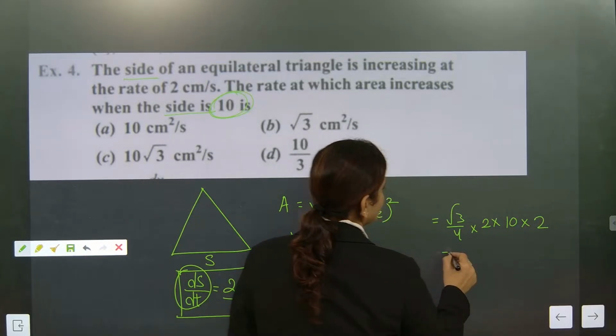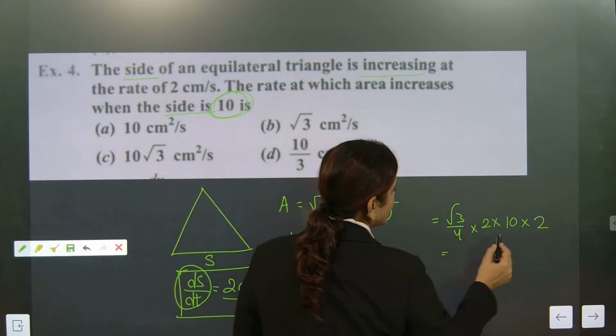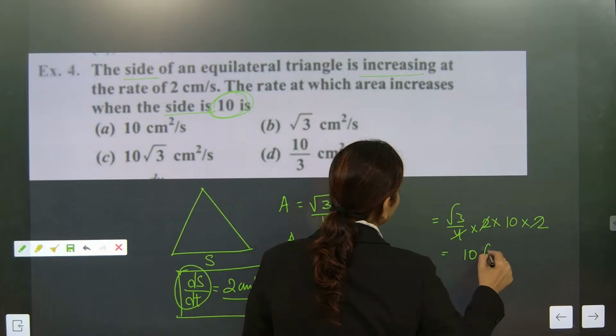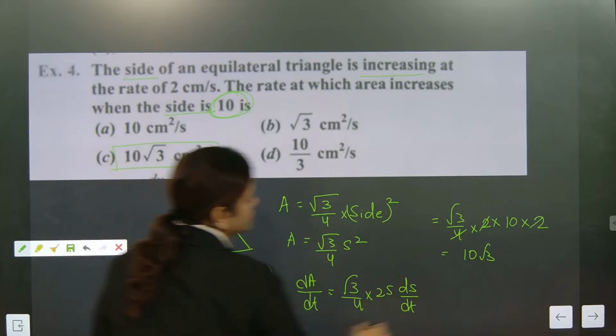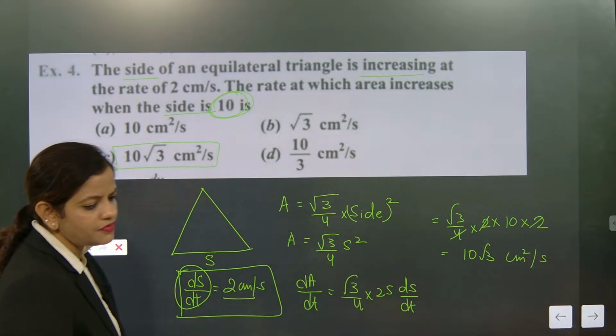Into 2. It is increasing, they have told us, and increasing means plus. So now this and this got cancelled. It is coming as 10 root 3. Check, is there any 10 root 3? 10 root 3 square centimeter per second. So this is a way to solve the question.